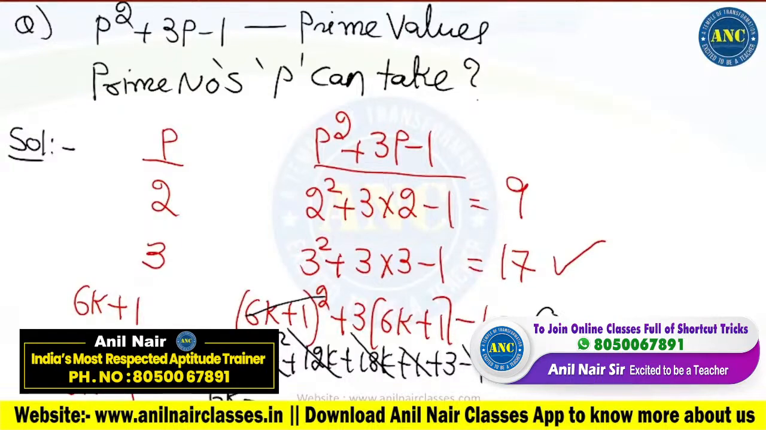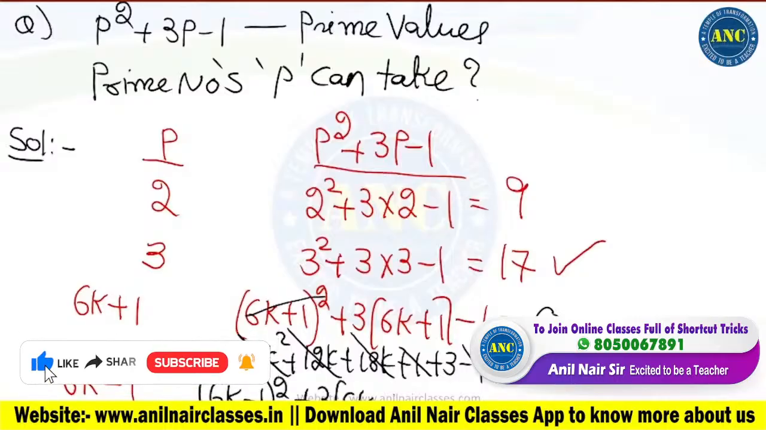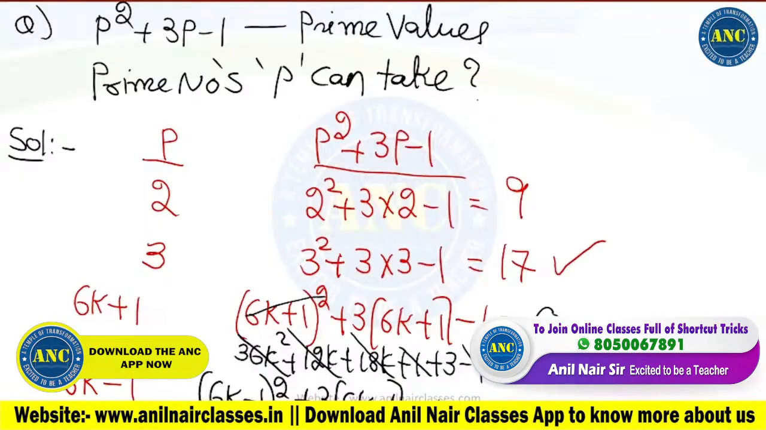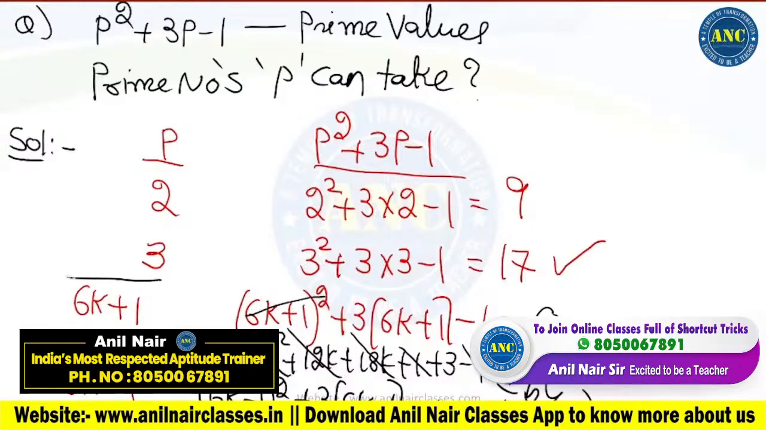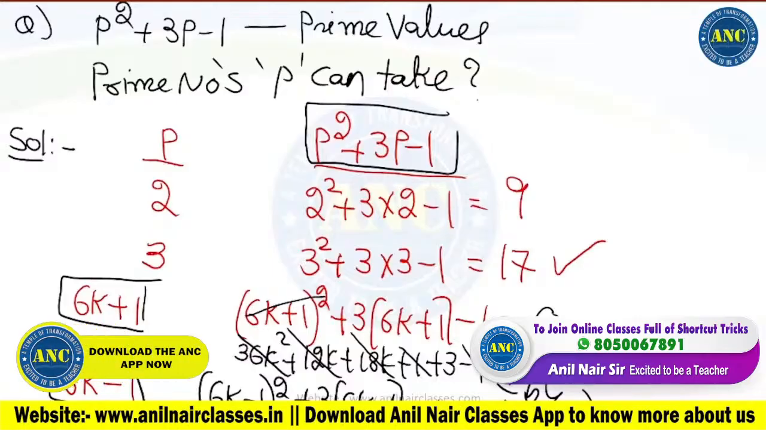Now 6k minus 1 whole square plus 3 into 6k minus 1 minus 1. 6k whole square is divisible by 3, 2 into 6k is divisible by 3, plus 1 is divisible by 3. Plus 1 minus 1 gets cancelled, so all are divisible by 3. That means if I substitute any prime value greater than 3, whether it is 6k plus 1 or 6k minus 1, both result in p square plus 3p minus 1 divisible by 3. If it is divisible by 3, it cannot be a prime number.